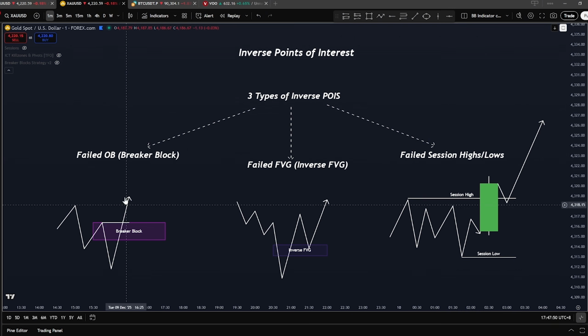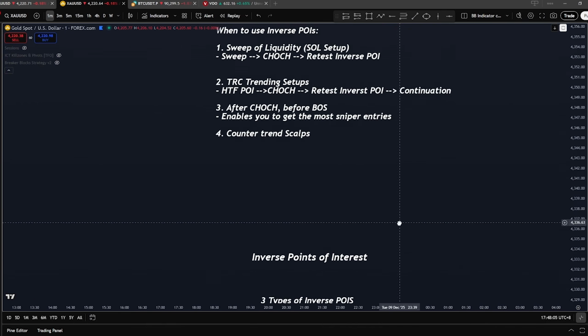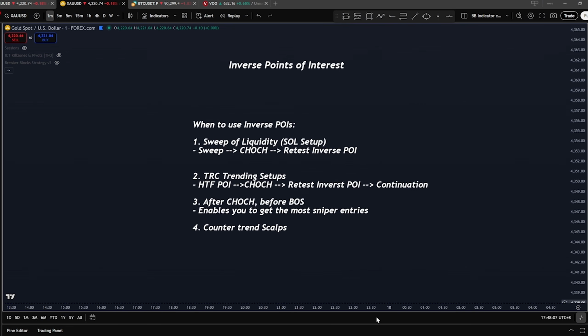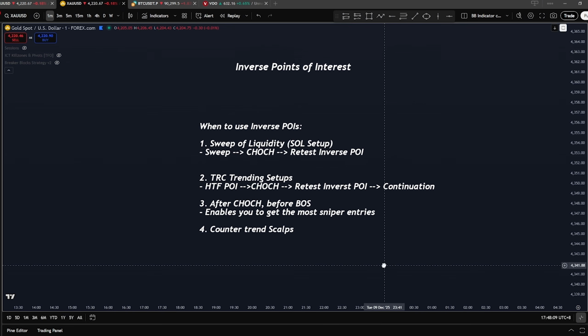If you see price break through your bearish structure and create a bearish order block right here, and price is giving you a retest, sure, you have a breaker block that you can use to buy from. Right, just a quick example for you. Now, let's move on to how can you use and when can you use inverse POI.